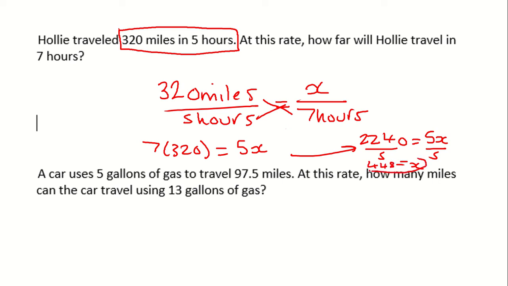So in this question, x represented how far would Holly travel in 7 hours? Well, the answer is 448 miles.